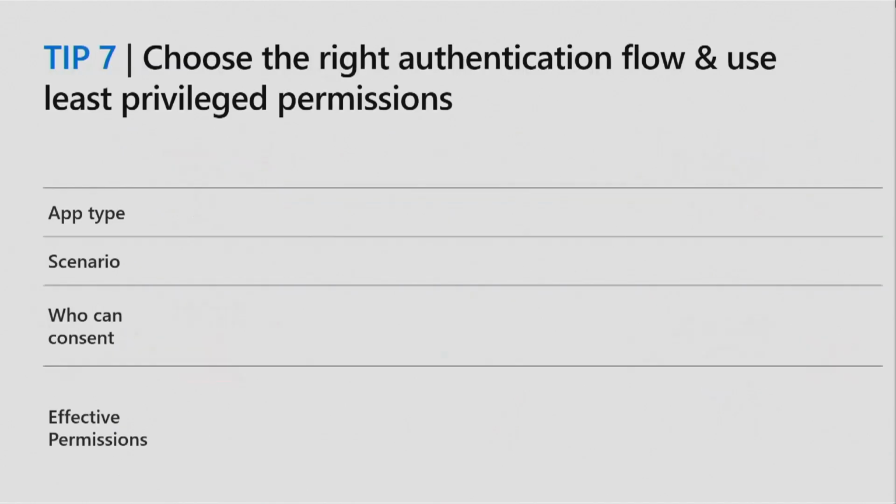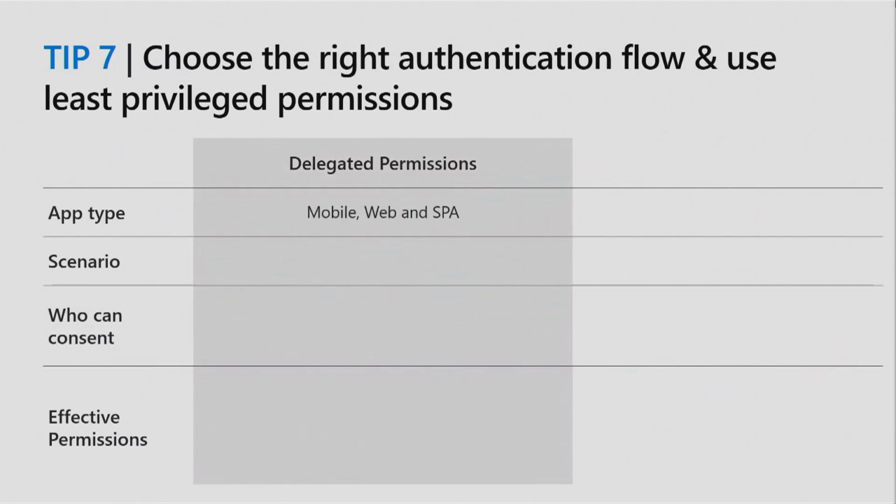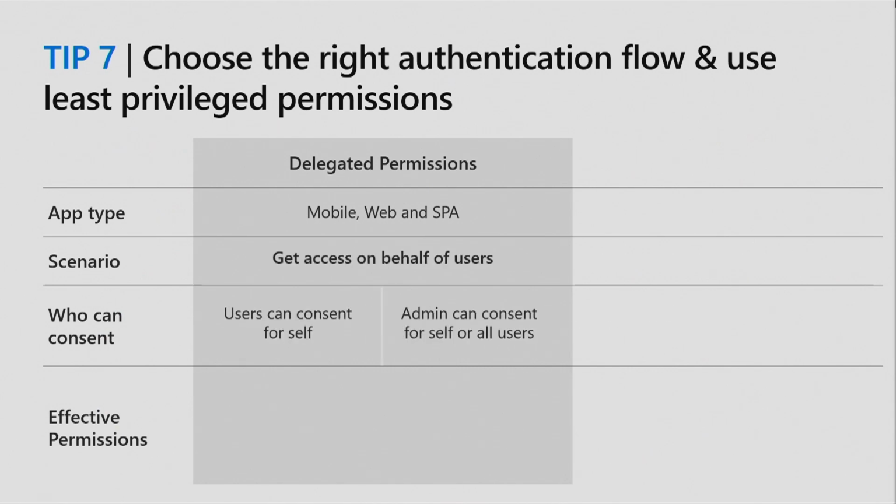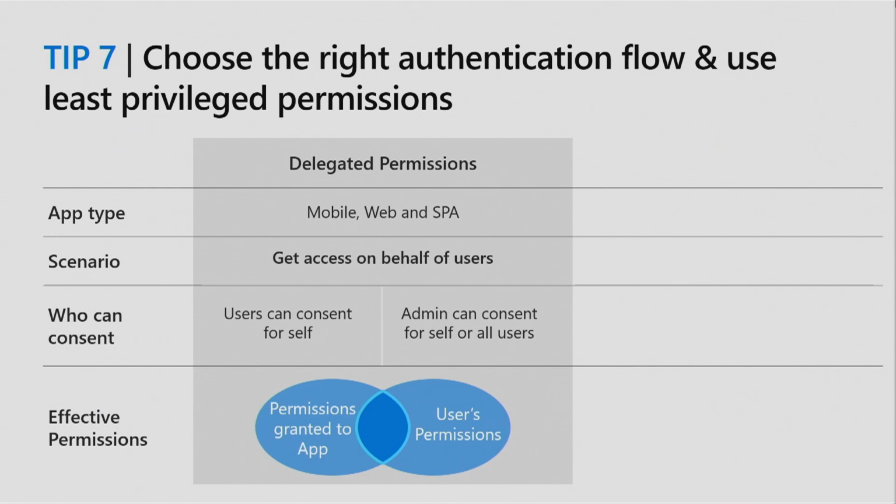You can build two types of applications. The first is a user interactive application, such as a web application or a user interactive application like a SPA. In this case, you're going to be getting access to data on behalf of users. Users or administrators can consent for them, or on behalf of the whole organization. The effective permissions are the ones that are granted to the app, in intersection with the permissions that the calling user has at that point in time.